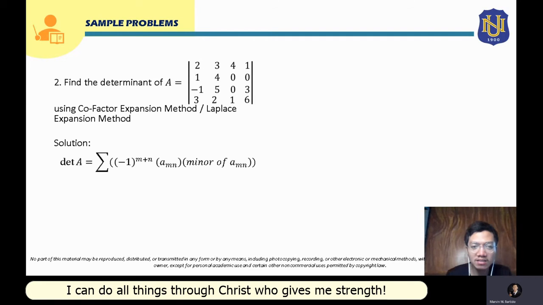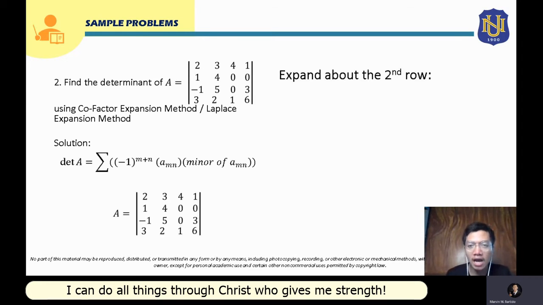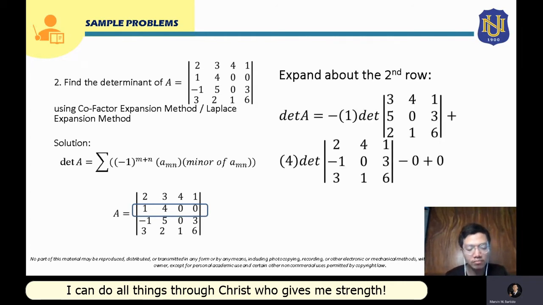In this case, we are going to use the second row. So we will expand this matrix using the second row. We will use this formula again. It will just be the summation of the element times its cofactor. In this case, we chose the second row. So applying the formula, this will be the determinant of matrix A. The first element here is 1, so this will be 1 and it will be multiplied by its cofactor.